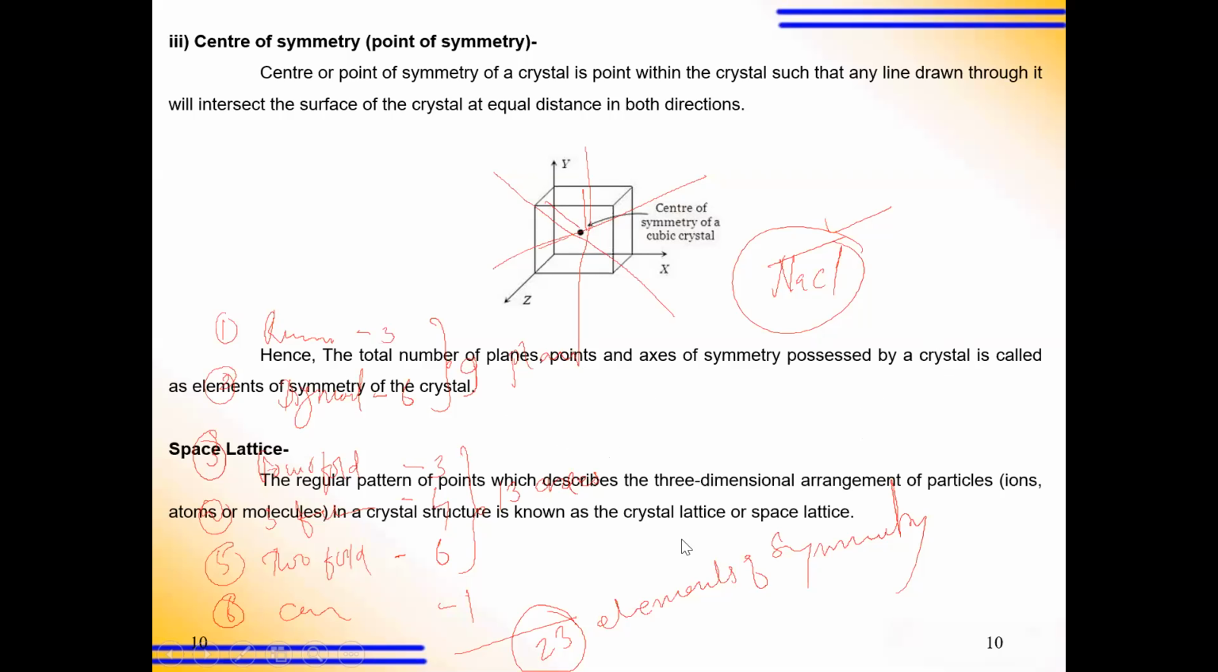Now, the next and very important thing is the space lattice. That is the space lattice.